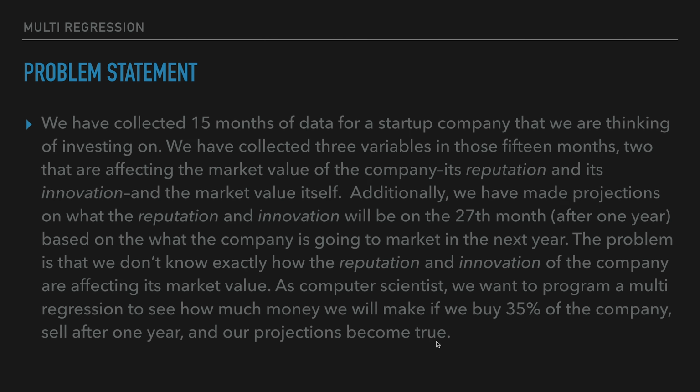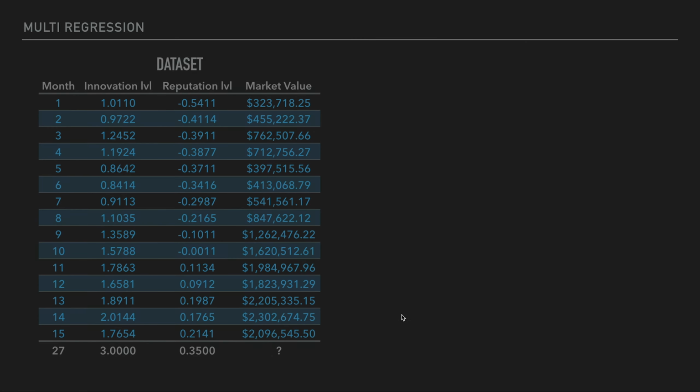So let's revisit the data that we had before. We have this data set. It includes our innovation level and our reputation level. The month number is just the month in which we collected these variables. And of course, we also collected the market value. So these are our projections for the 27th month. And our projections say that we will have an innovation level of 3, and we'll have a reputation level of 0.35 for that particular company, right?